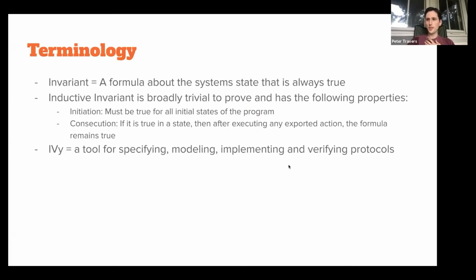Cool. So I'm going to cover just a couple pieces of terminology that I wasn't as familiar with as I should be. I hope this isn't too boring for everyone else. An invariant is a formula about the system state that is always true. It's used in distributed systems analysis and also in micro-level program analysis too. And then an inductive invariant is something that's broadly trivial to prove in the solver that we're going to be talking about a lot.